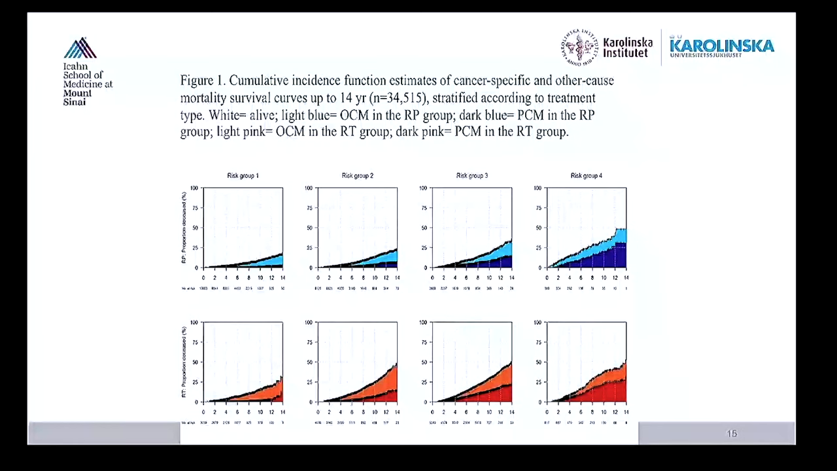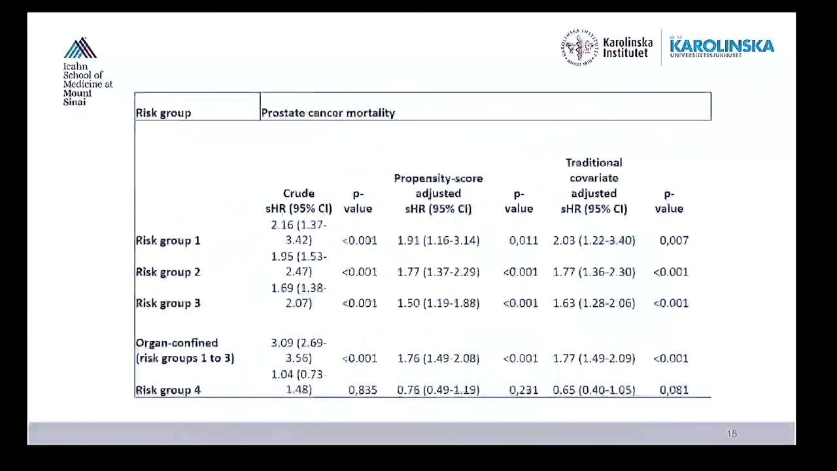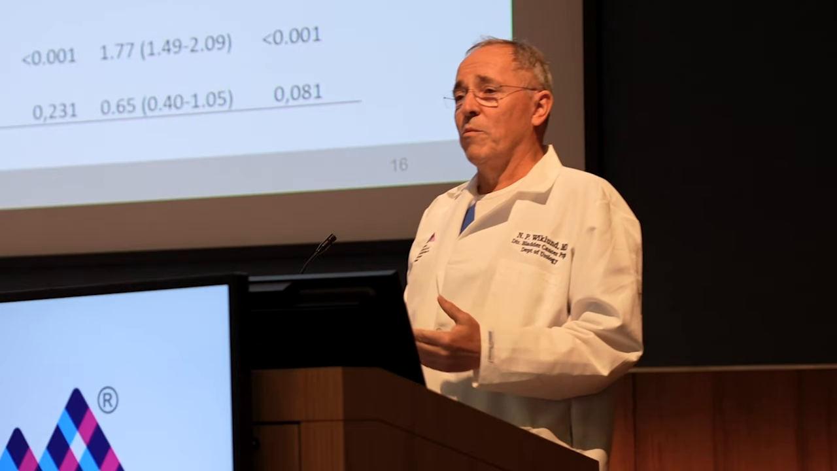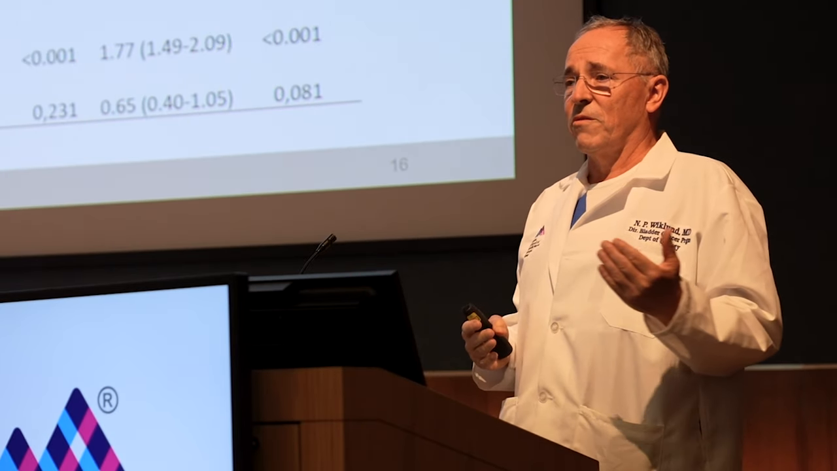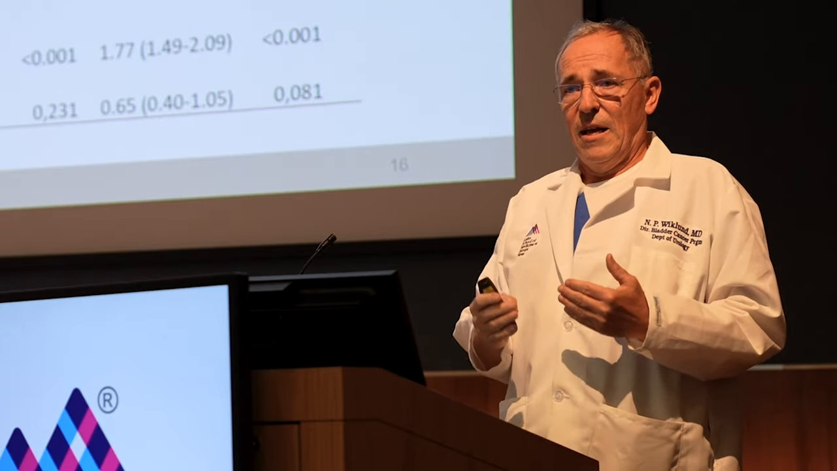And you can see that there is a slight difference, a little bit more patients dying. The dark red is a little bit more than the dark blue. So there is an increase in the mortality. If you do the statistical analysis of this, this is probably the most modern way of doing it, and there's a factor of 1.76, so almost a factor of two. So you have almost a double risk of dying from prostate cancer if you have radiation compared to surgery.